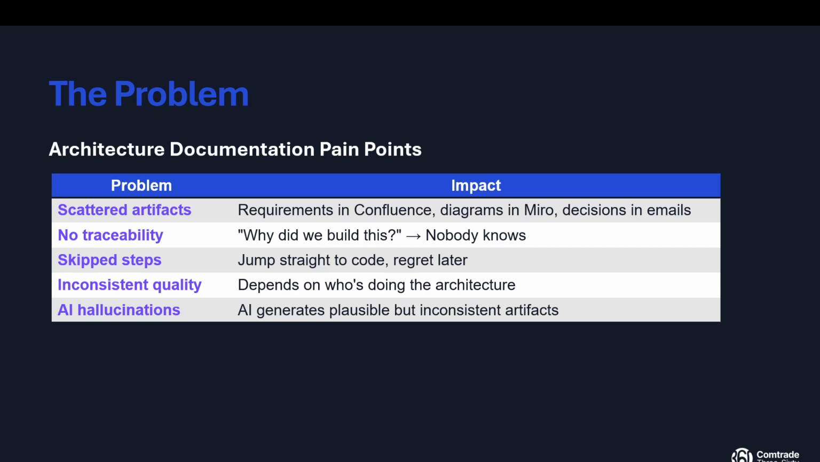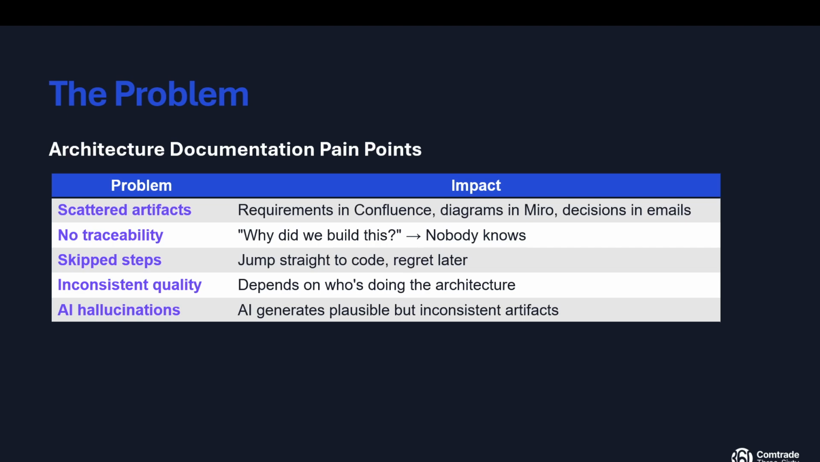And fourth, inconsistent quality. The quality of our architecture documents often depends entirely on who is doing the work. One architect produces maybe beautiful detailed specs, another one uses a single diagram on a napkin. There is really no standard to it.